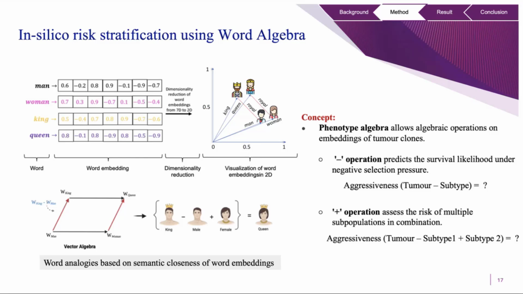So the negative operation calculates the level of aggressiveness when we subtract a particular subtype from the whole tumor, and the positive operation gives us the level of aggressiveness of a tumor when we subtract one or more clones from it in combination.